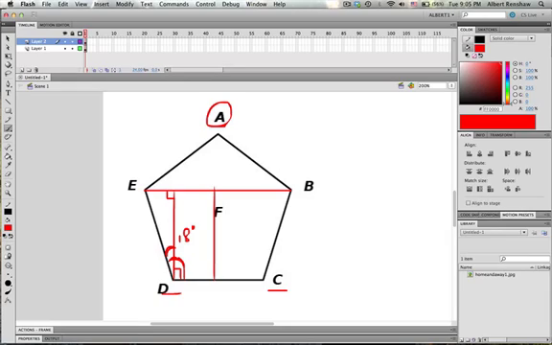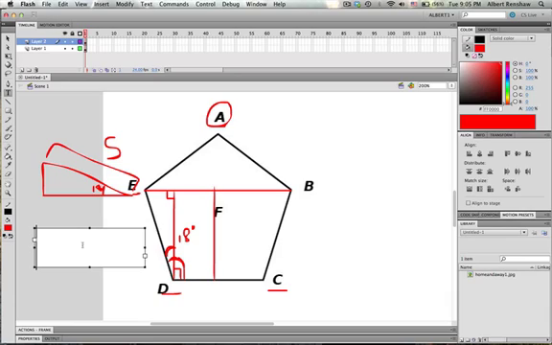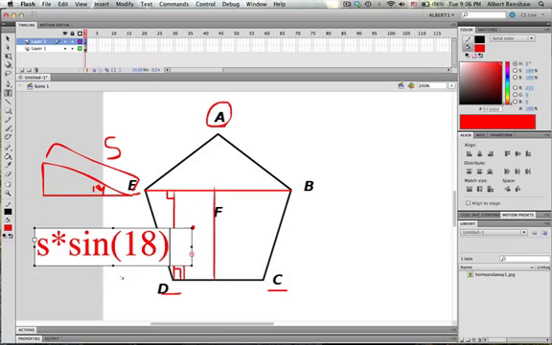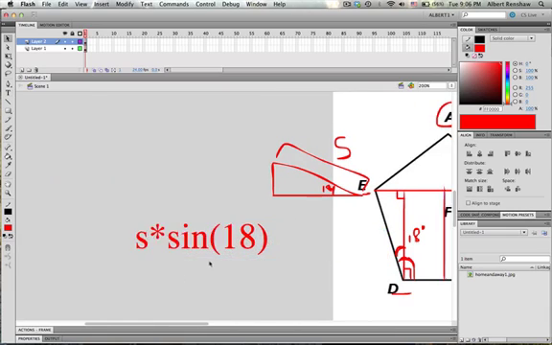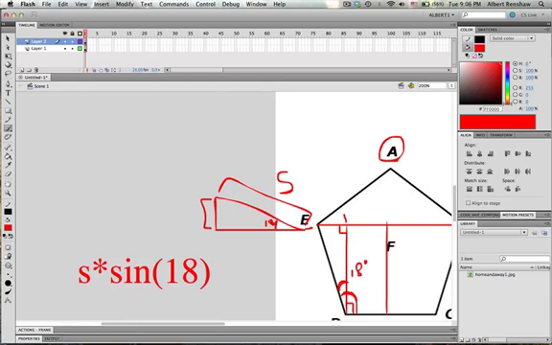Okay, and we know that the length from E to D is just the length of our side, because this is a side right here. So we now have a triangle which is like this, and it has an 18 degree angle here, and our hypotenuse is the length side, and we have to solve for this here. So what we're gonna do is the side times the sine of 18 degrees would be that length. This formula gives you this length.